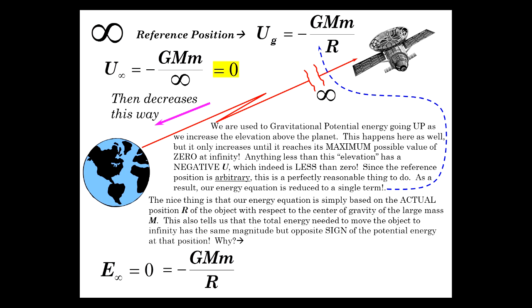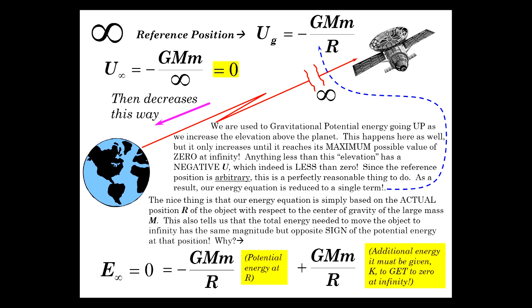Wherever the spacecraft happens to be, that's the potential energy. But then we add to that GMm over r, positive. That's the additional energy it must be given to get it out to infinity. So minus GMm over r plus GMm over r is 0, which meets the condition of total mechanical energy being 0. Again, this term is the potential.